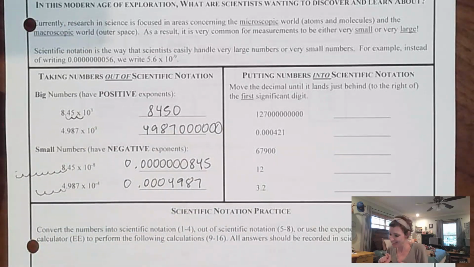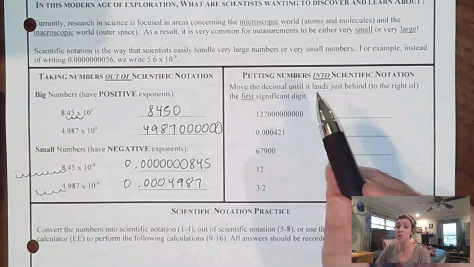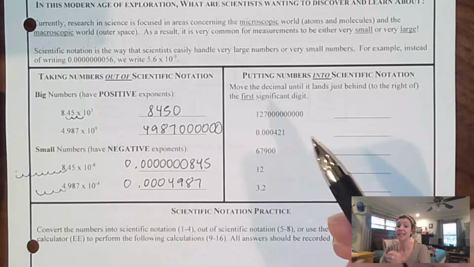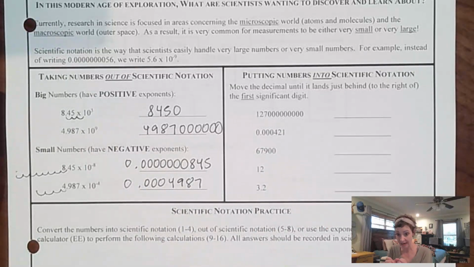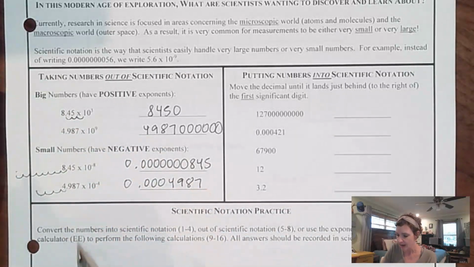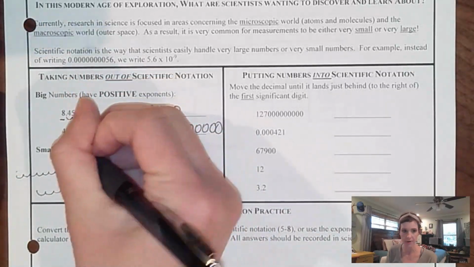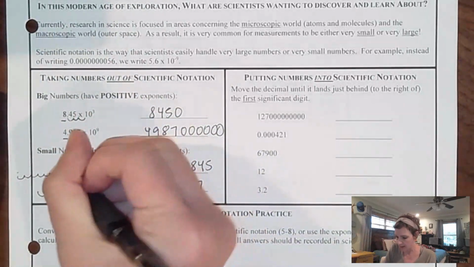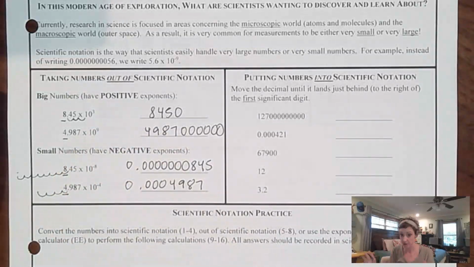Okay, so the key thing here is that I have to move the decimal from where it currently is in this number until it lands just behind, or to the right of, the first significant digit. And when I say significant digit, I mean a number that is not a 0. You can check on all these examples over here. I have just one number and then a decimal and then whatever else is required.